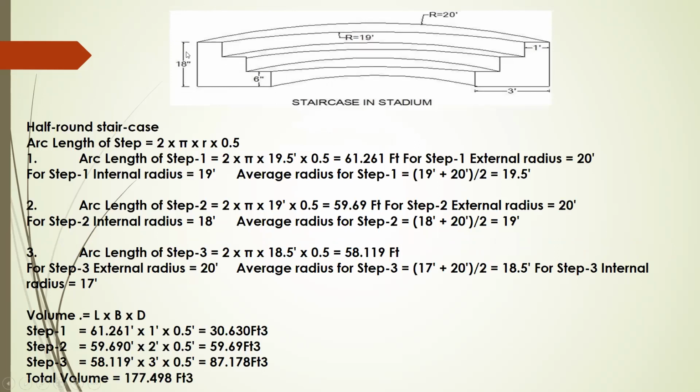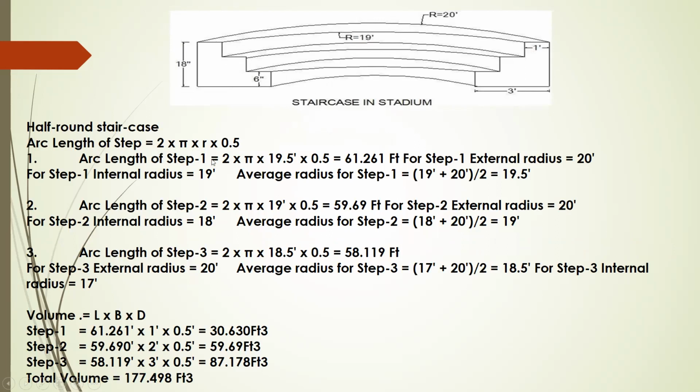Then staircase in the stadium. See, the total height is 18 inches. Outer radius is 19. Then the inner radius is 19 feet. Height will be 16. The top width will be 1 feet. Bottom width will be 3 feet. Arc length of the step is equal to 2 into pi into r into 0.05.